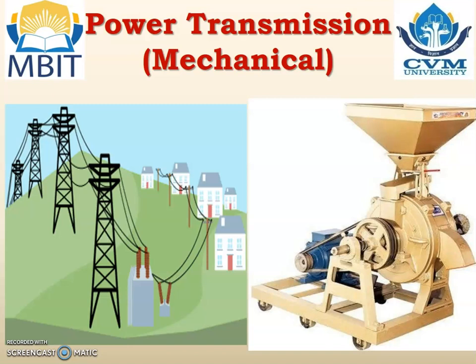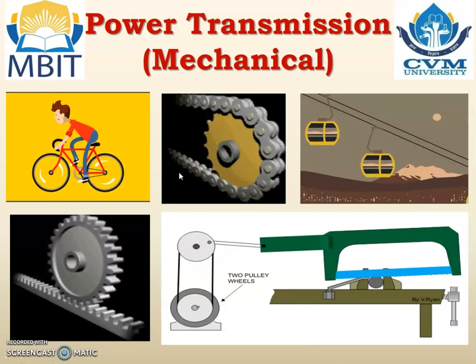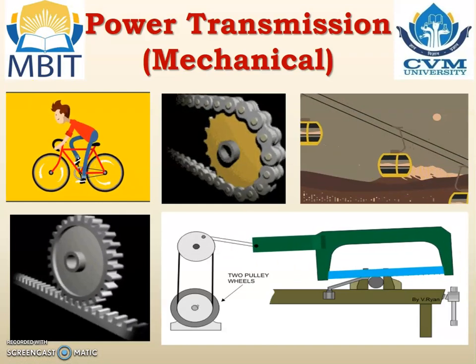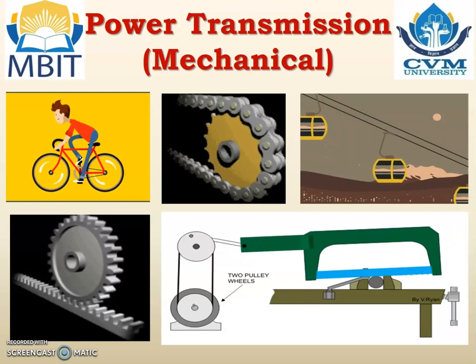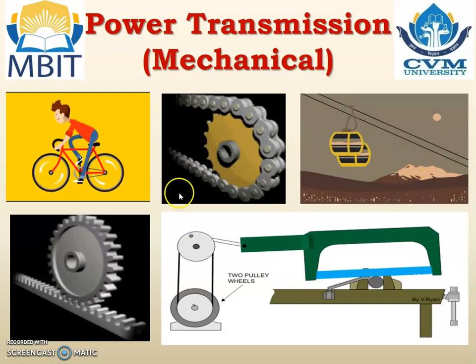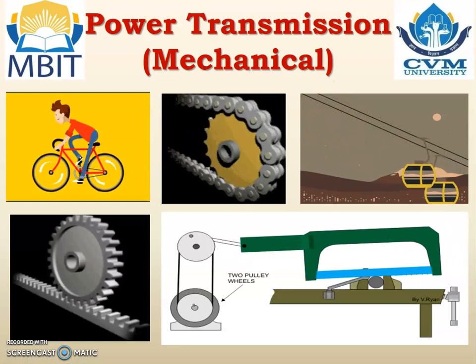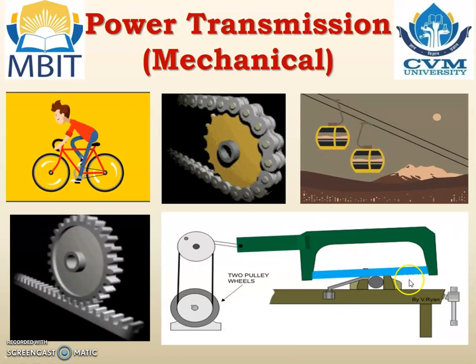It means how the mechanical power is transmitted from one place to another place. And the simple example that we have seen is the flour mill. So these are different examples of mechanical power transmission. First, a bicycle. When we ride on the bicycle, we are transmitting our manual power to the rear wheel by using the chain. So that is a mechanical power transmission. This is a chain, again a mechanical power transmission example, in a ropeway. This is mechanical power transmission using gears. And this is mechanical power transmission in cutting.